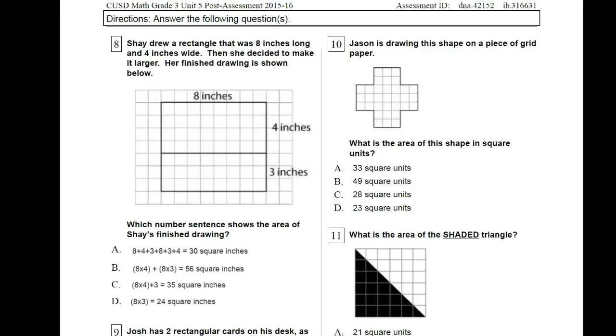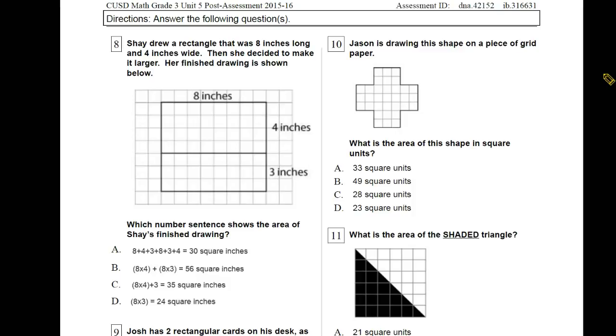Number 8. It says Shay drew a rectangle that was 8 inches long and 4 inches wide. Then she decided to make it larger. Her finished drawing is shown below. Now, do you guys have 3 across and 8? Is that what you guys have? And then 8 and 4, is that what you guys have on yours? Okay. So it says, which number sentence shows the area of Shay's finished drawing?